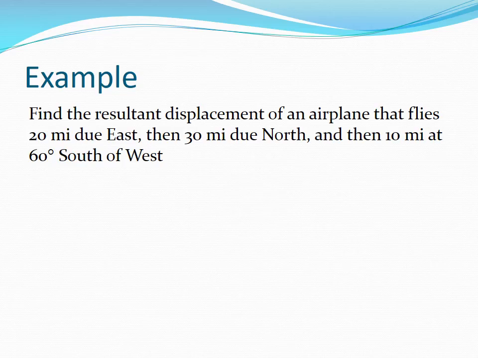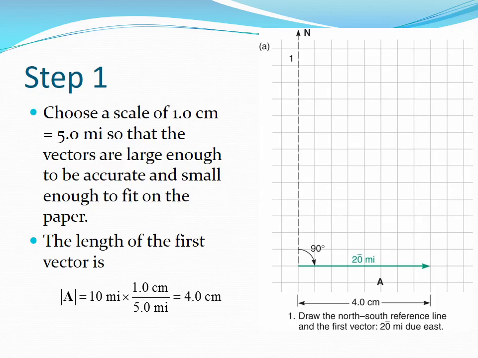As another example, find the resultant displacement of an airplane that flies 20 miles due east, then 30 miles due north, and then 10 miles at 60 degrees south of west. We will use the graphical method of vector addition. Choose a scale of 1 centimeter equal 5 miles so that the vectors are large enough to be accurate and small enough to fit on the paper.